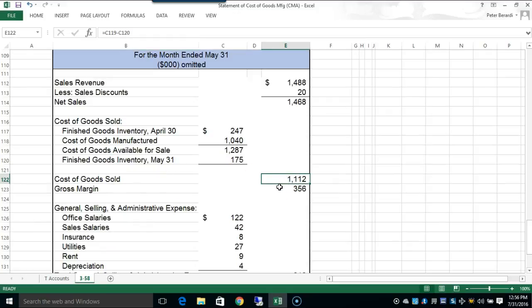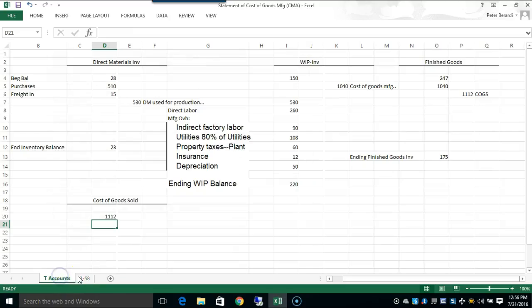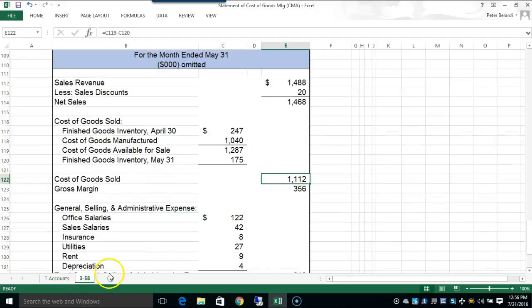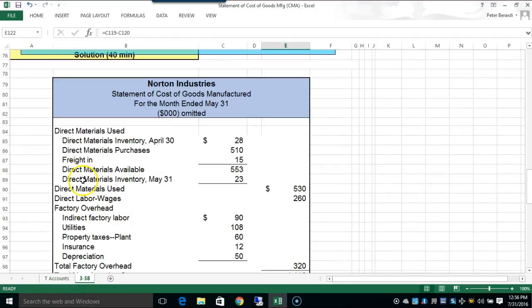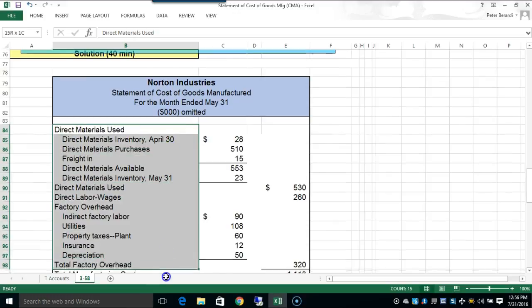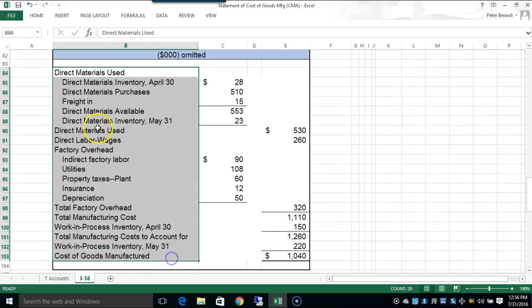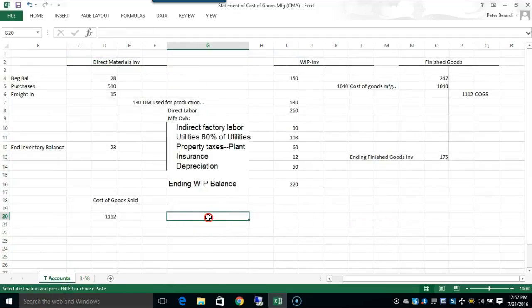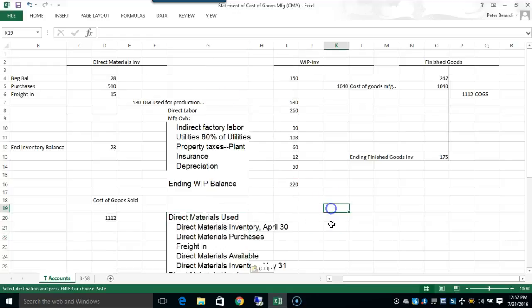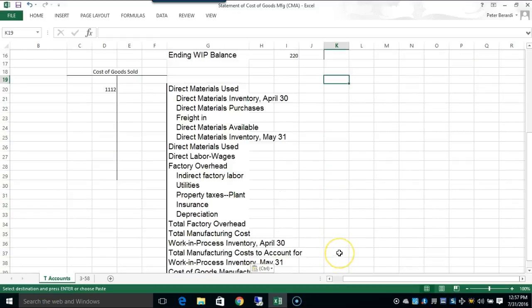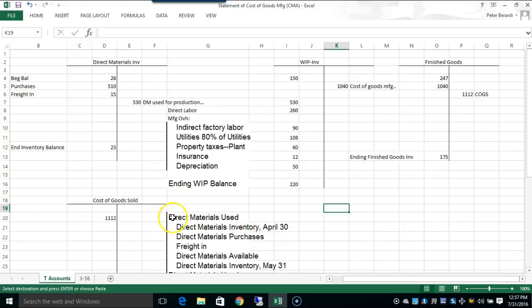Right there. So essentially, you can do your statement of cost of goods manufactured right from these T accounts. You could take this whole section here and prepare this schedule right from your T accounts.